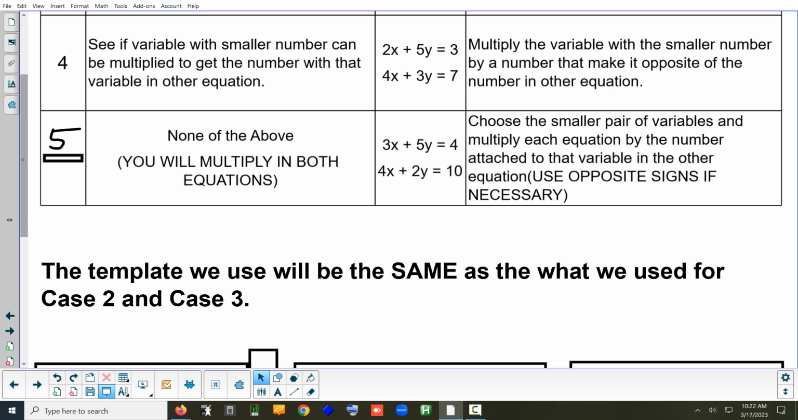It's not like one of them's like 37 and a 50, and then the other one's like a 2 and a 5. It's not super clear which pair is smaller. So pick any pair you want. Let's say we pick the x's.